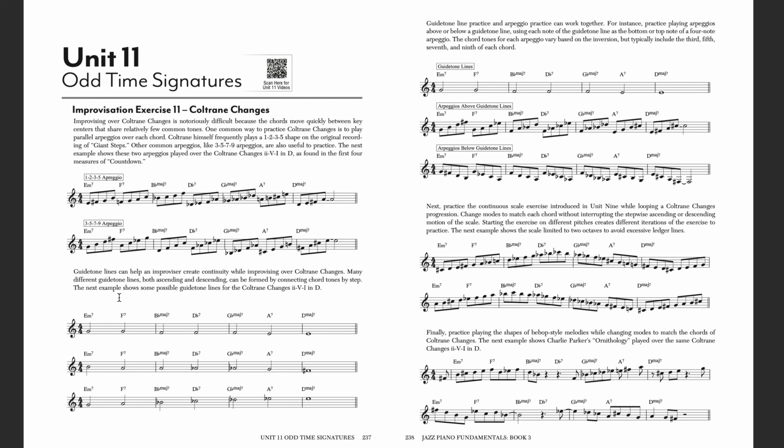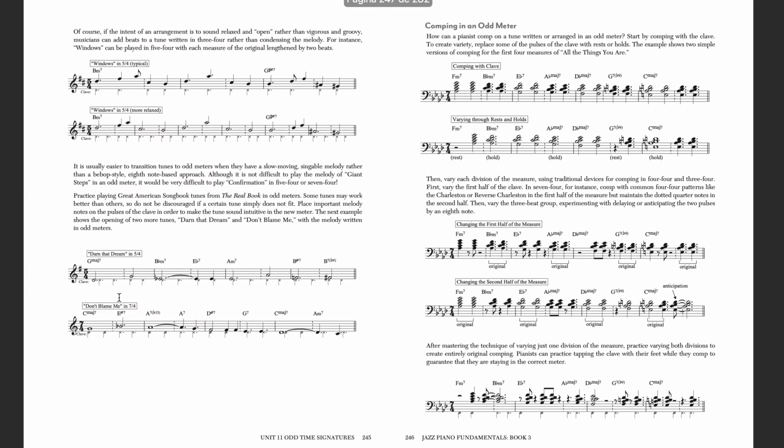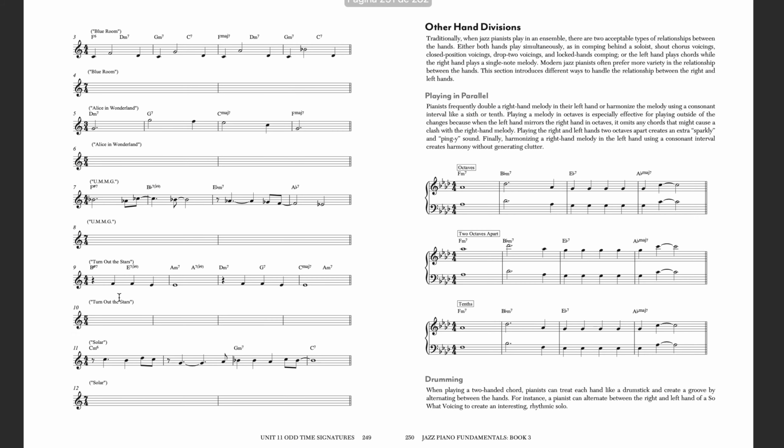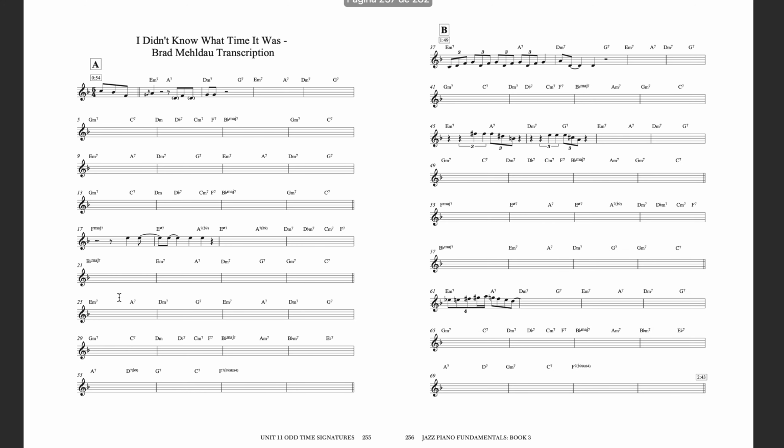Okay, then we've got odd time signatures. We're practicing Coltrane changes, planing with symmetrical scales, playing in odd meters, other hand divisions, so different ways, instead of just comping with the left, soloing with the right, other ways to interact between your two hands. Brad Mehldau, of course, is one of the best at that, and he's one of the best odd meter players. He's really known for playing in 7. This transcription's in 5, but I think you'd still learn a lot from it.